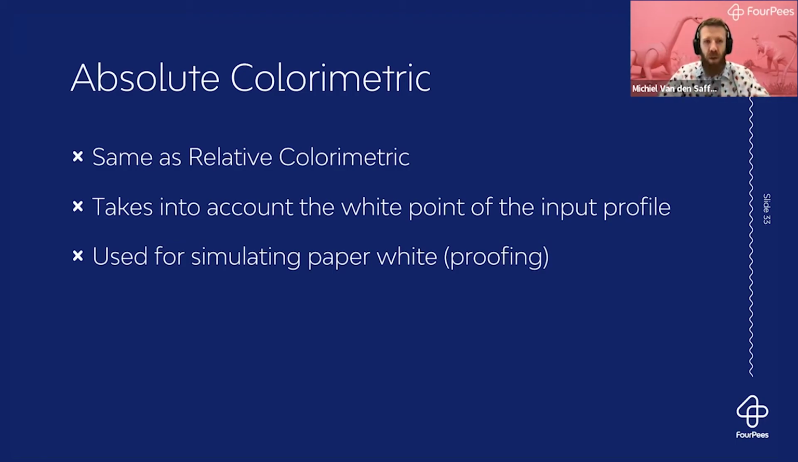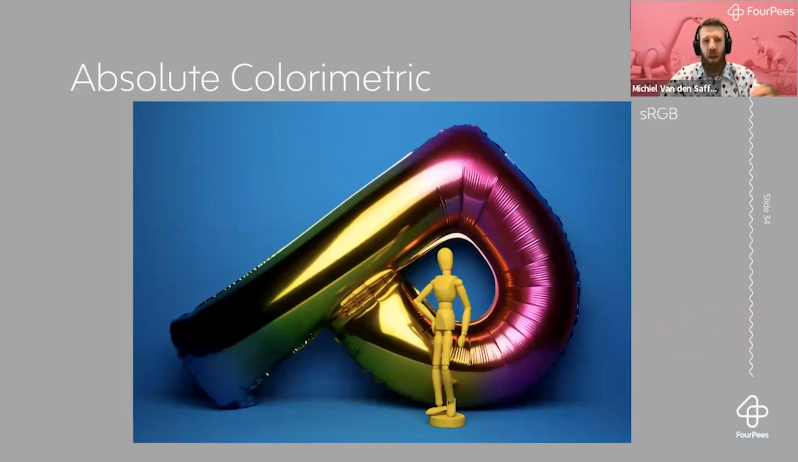So if you're looking at these rendering intents and you're thinking, oh, which one should I be using? 99% of the time, it's going to be relative colorimetric. The only reason to use absolute colorimetric is when you're looking at a proofing workflow. If somebody thinks I'm wrong, please get in chat.